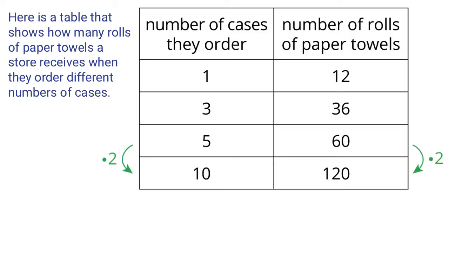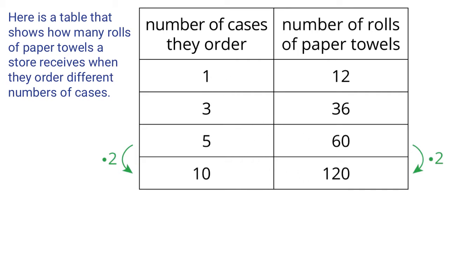Here's a table that shows how many rolls of paper towels a store receives when they order different numbers of cases. This is a proportional situation or a proportional relationship, and I can identify that by seeing the connections that exist between the numbers. If you're able to double one column and that results in a doubling of the other column, then it's true. It's proportional. So if you take the 5 and double it, you get 10. If you take the 60 and double it, you get 120. This is proportional.